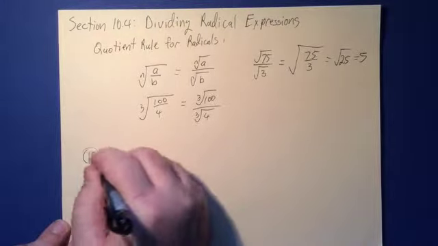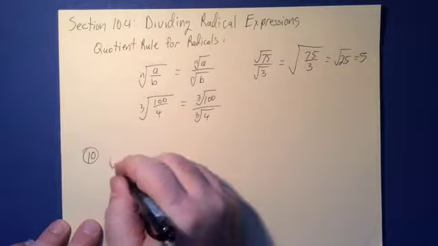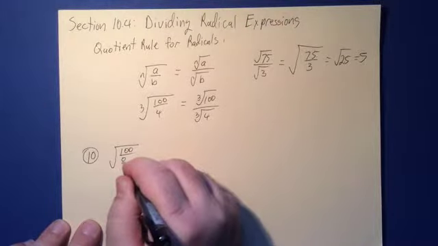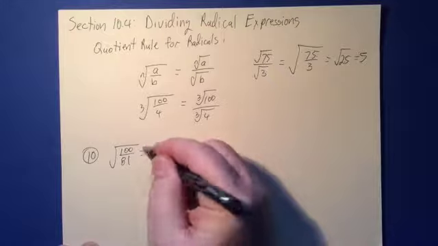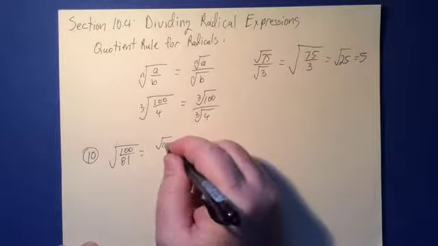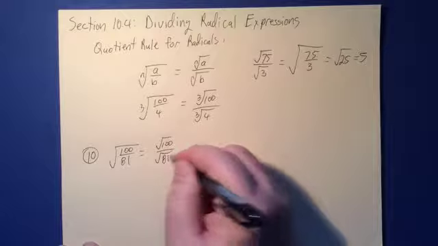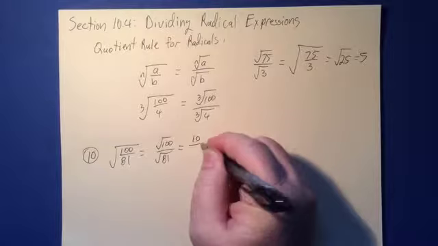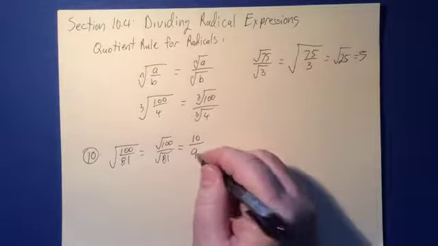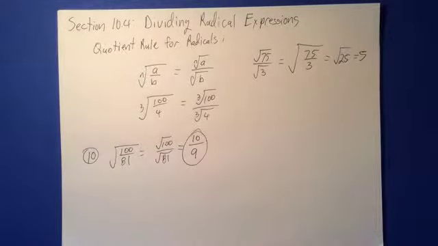Let's go ahead and take a look at question number 10. This is going to be the square root of 100 over the square root of 81. Sometimes it's more beneficial to split it up into two separate radicals, and sometimes it's better to actually carry out the division. This is an example where it's better to go ahead and split this up into two separate radicals. Hopefully most of you know that the square root of 100 is 10, and the square root of 81 is 9, and that gives us a final answer of 10 over 9.